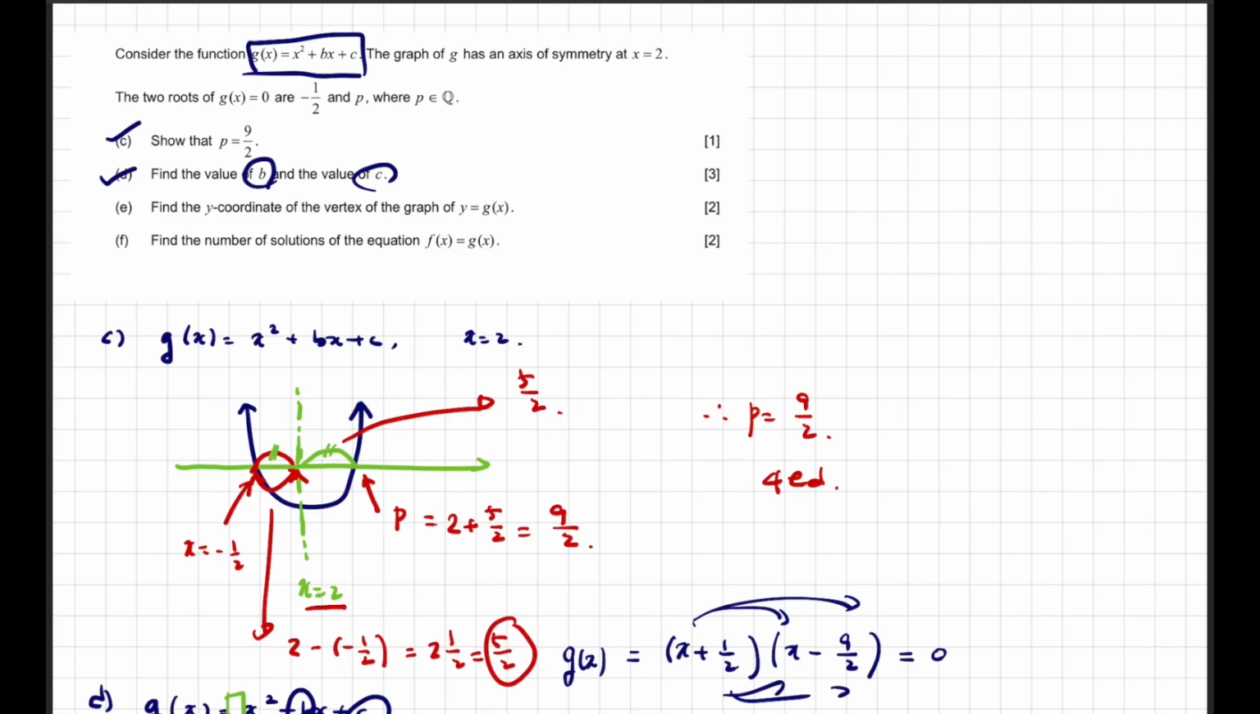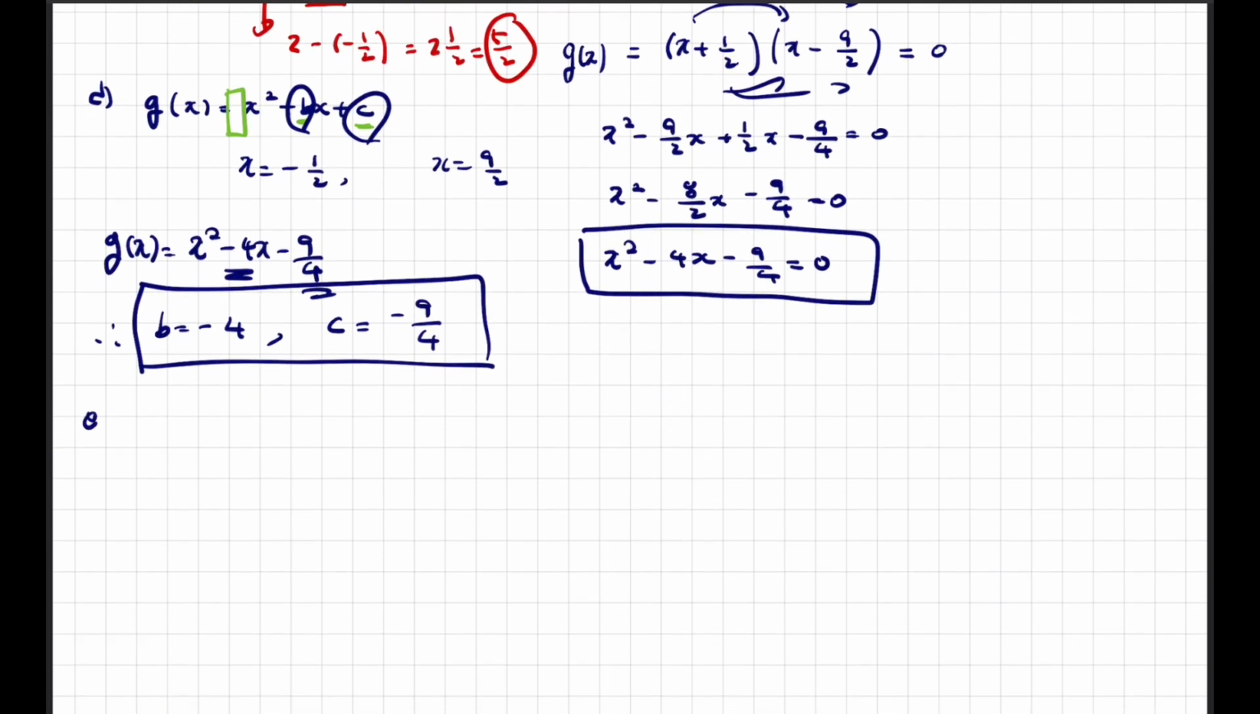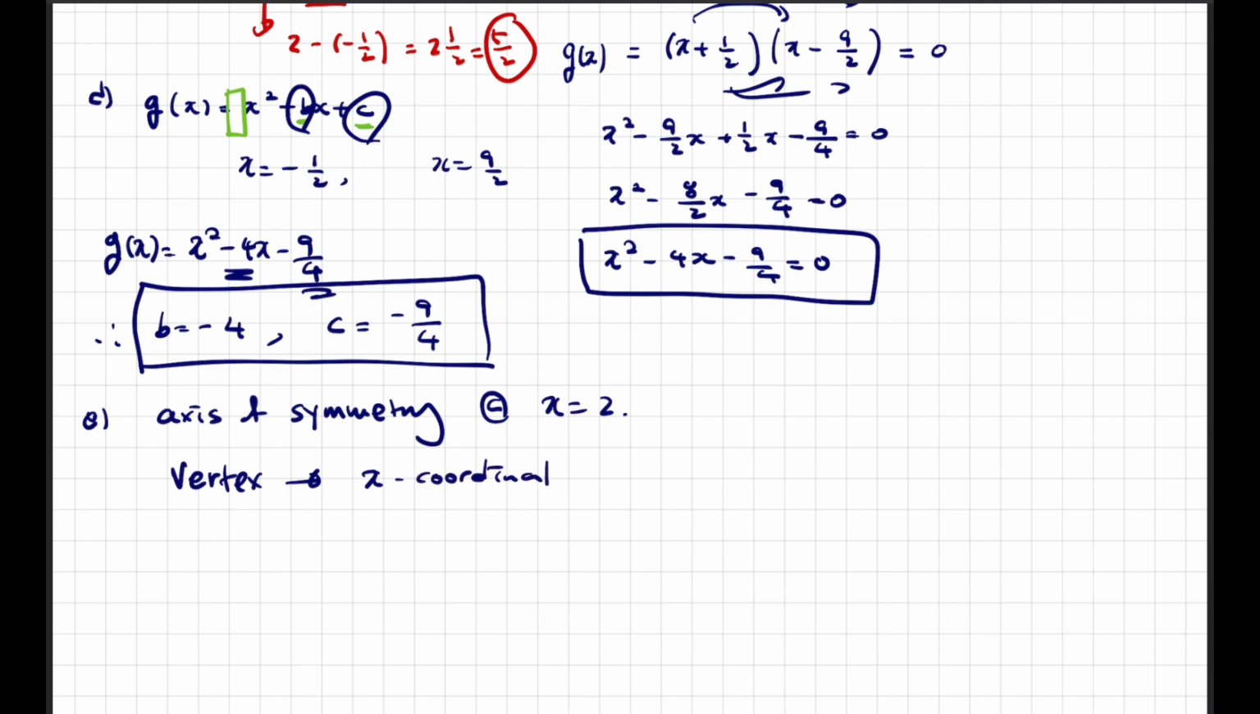Question E. Now we're going to try question E. We need to find the y-coordinate of the vertex of the graph y equals g of x. We do know that the axis of symmetry is at x equals 2. Using that information, that means the x coordinate of the vertex is x equals 2.